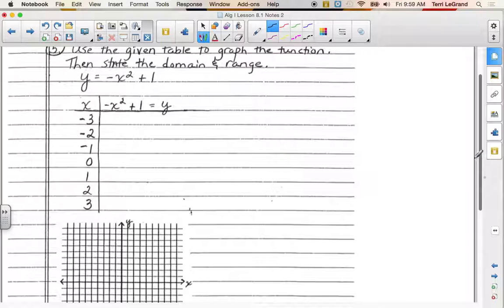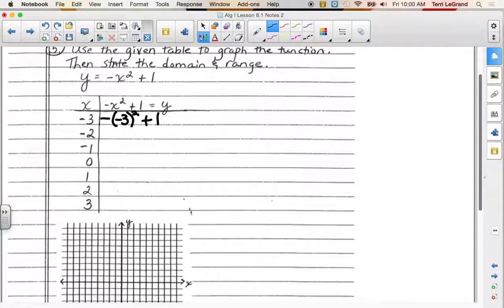Okay. So again, I picked some x values for you. That negative sign that's right there is not part of the x. Negative 3 is going in for x. That has to get squared. And then after we evaluate all of that, we're going to add 1 to it.